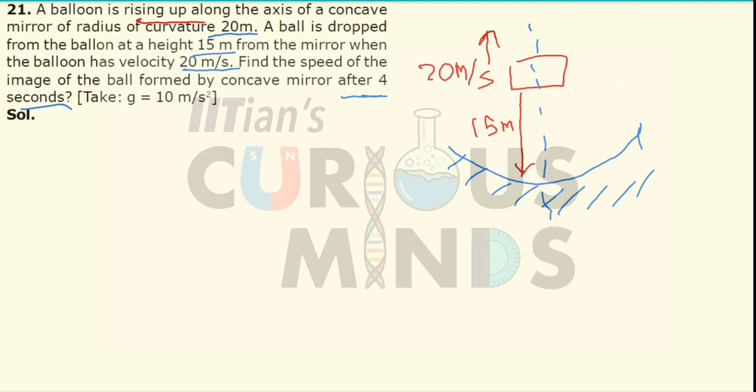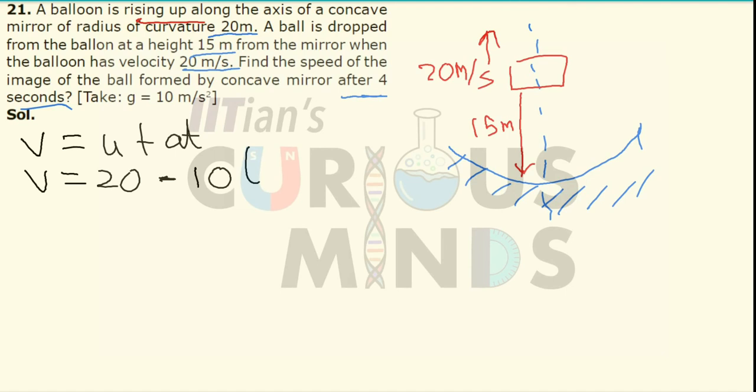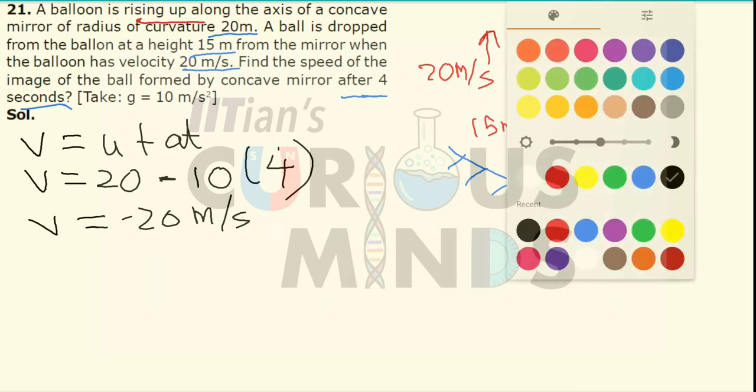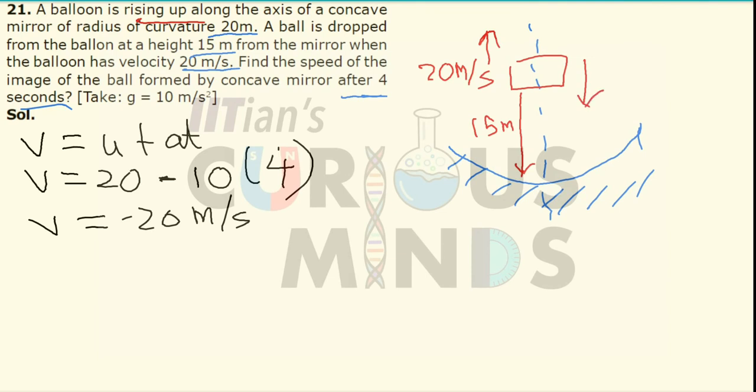First of all, we have to find out the velocity. We will use the formula v is equal to u plus at. The acceleration is the acceleration due to gravity. So v is equal to 20 minus 10 into t. Substituting t equal to 4, it will be equal to minus 20 meter per second. If you consider the final velocity and the initial velocity, the magnitudes are the same. So after 4 seconds, the body is going in the downward direction with a speed of 20 meter per second. The velocity will be negative, but the speed will be the same.